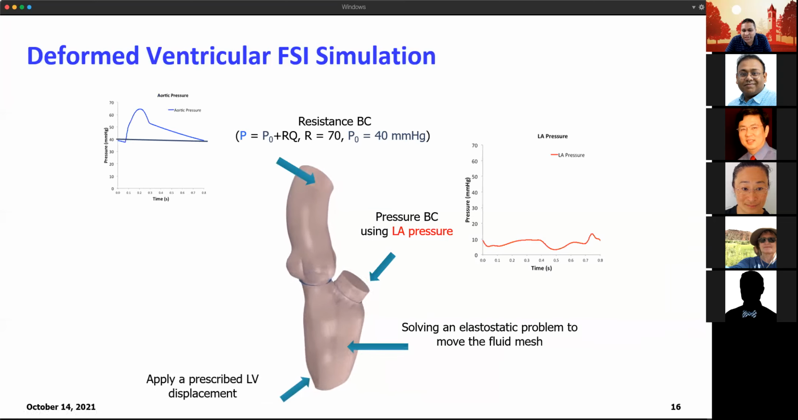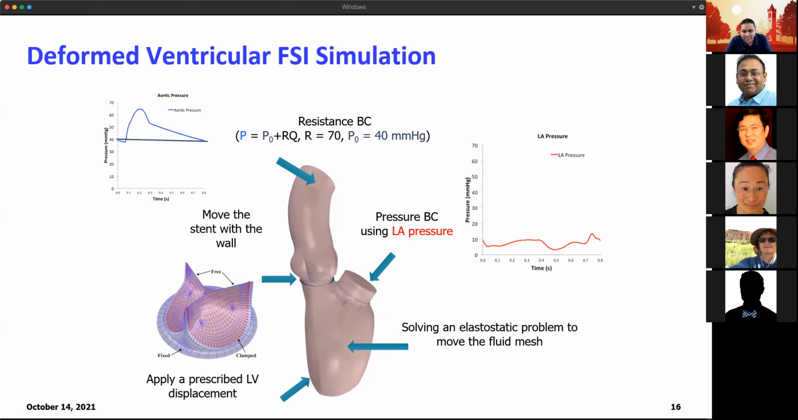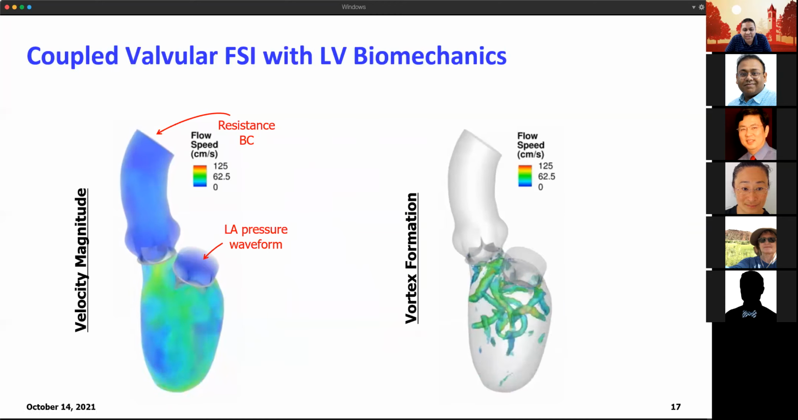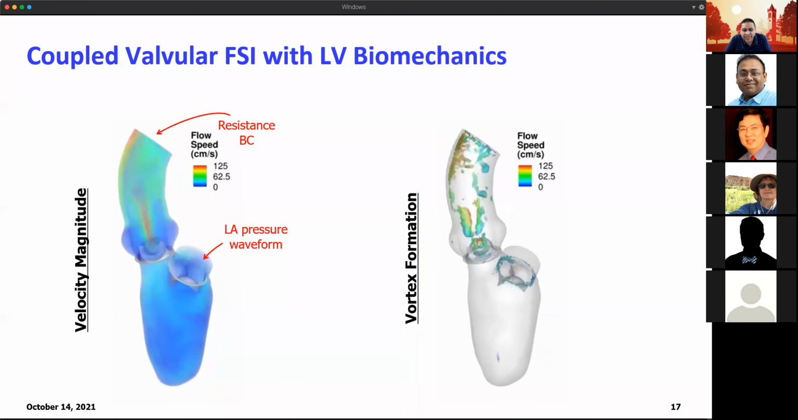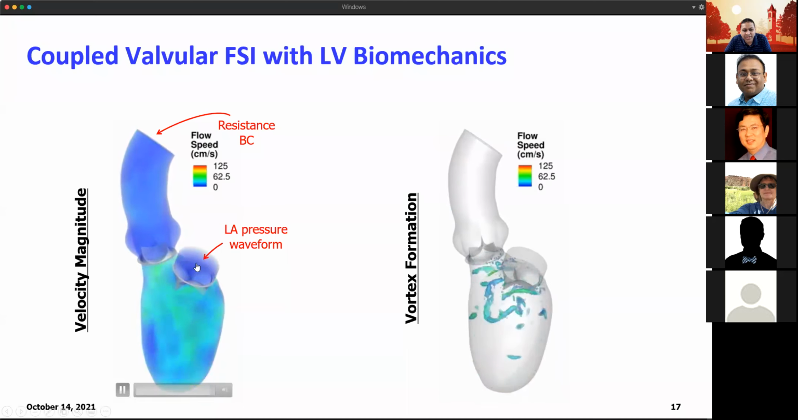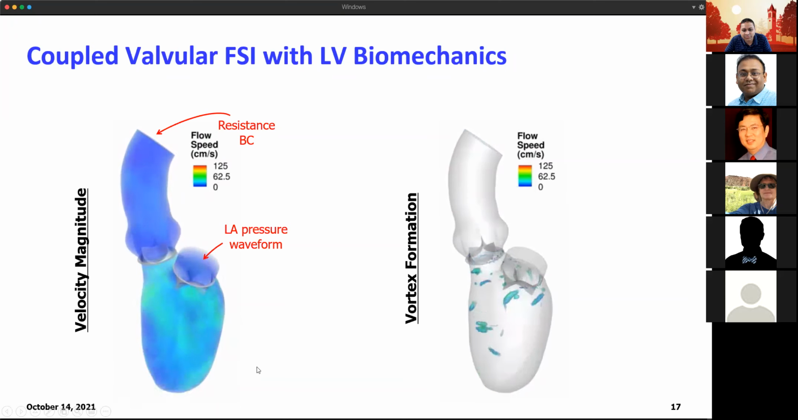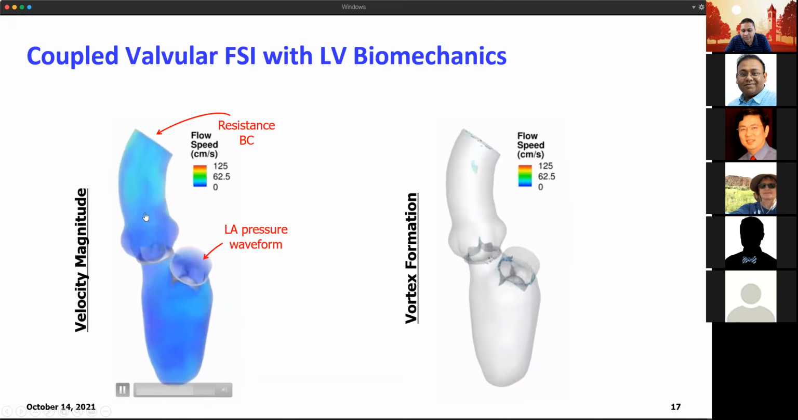Apply resistance boundary conditions, apply input boundary conditions, and then model the valves with stents. And then we can completely simulate blood flow inside the ventricle. So you can see here, blood enters here, and then exits out of the aorta.